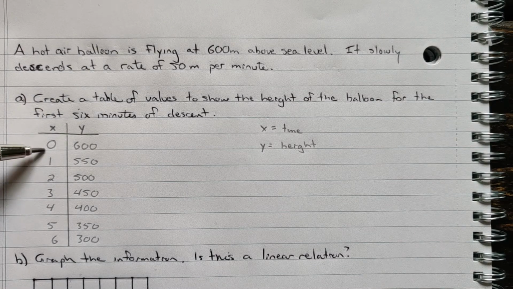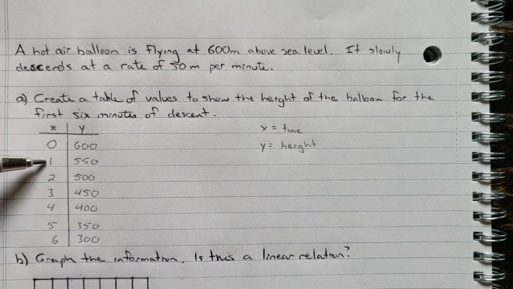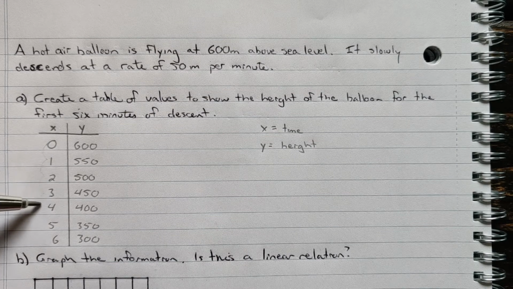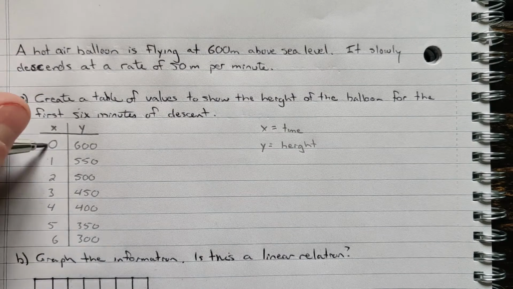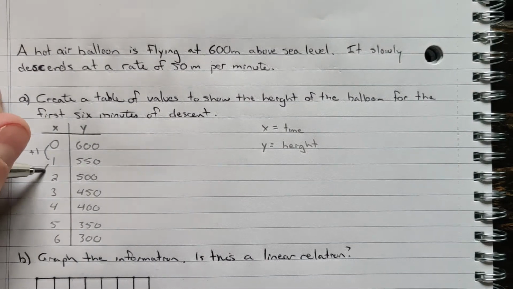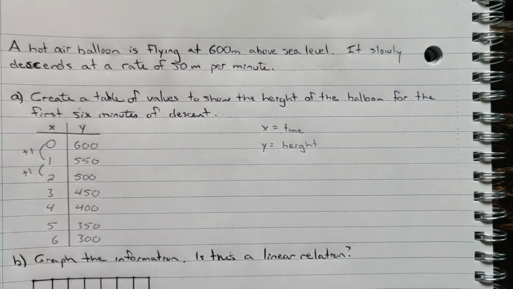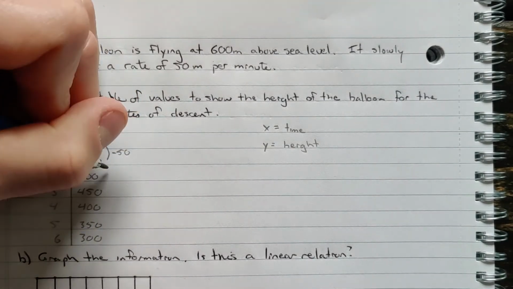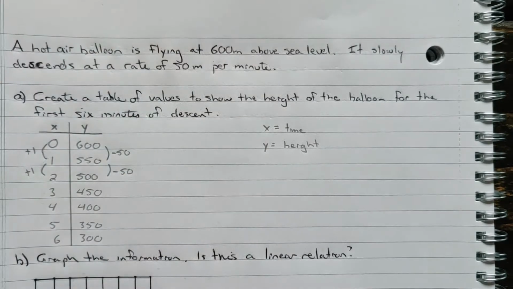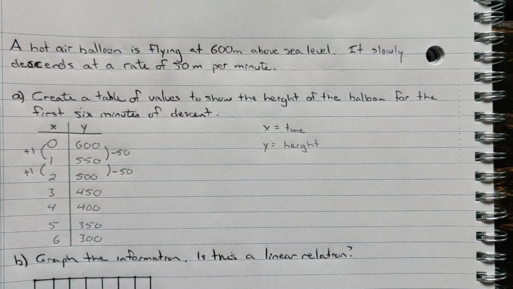So each one of these, we increase 1 minute plus 1 minute plus 1 minute plus 1 minute plus 1 minute plus 1 minute. So each of these, I can even illustrate that, plus 1, and so on. Here we are going down 50, so minus 50, minus 50. And we continue our way down.